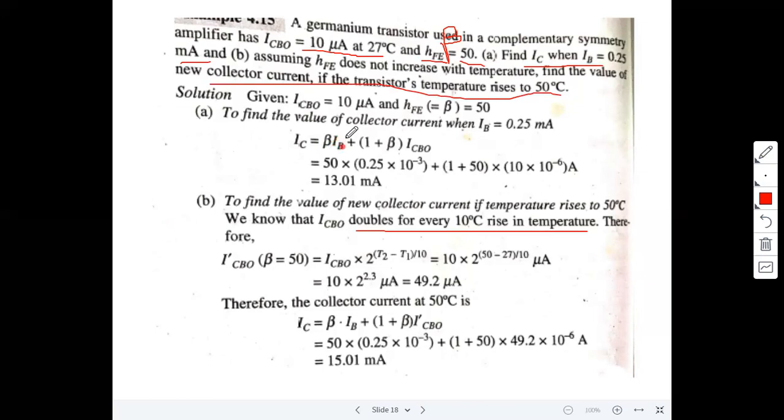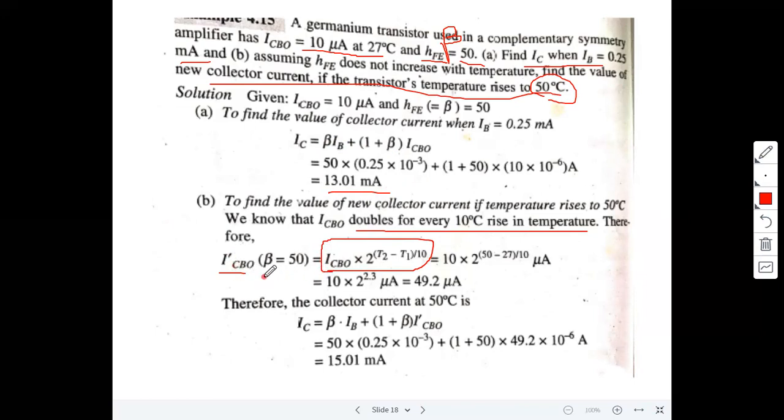IC is equal to beta times IB plus (1 plus beta) ICBO, that is equal to 13.01 milliamperes. Now we have to find the new leakage current. Why? Because we have to calculate the leakage current at 50-degree temperature. Okay, this is the formula we already discussed in the first unit.